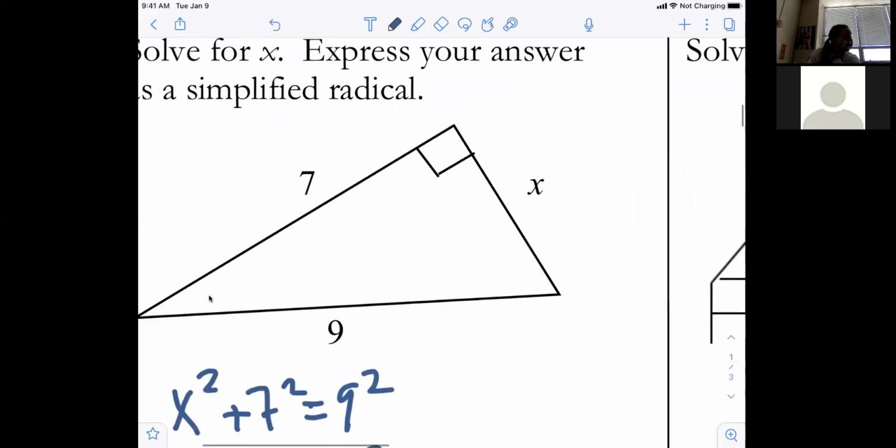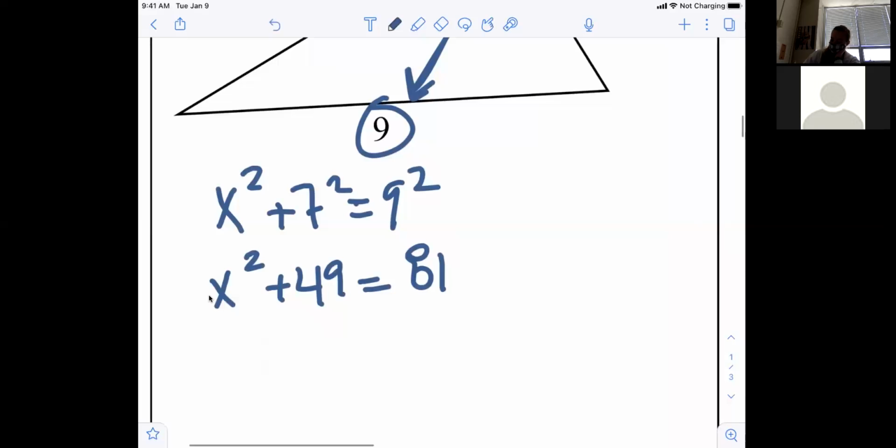Okay, great question. I know 9 is the hypotenuse because it's across from the right angle. I physically draw an arrow sometimes to go across from it. Also, the hypotenuse is the longer side. So if you're given 2 side lengths, I know 9 is the bigger number. I'm going to do 81 minus 49, and I get 32. X squared equals 32.